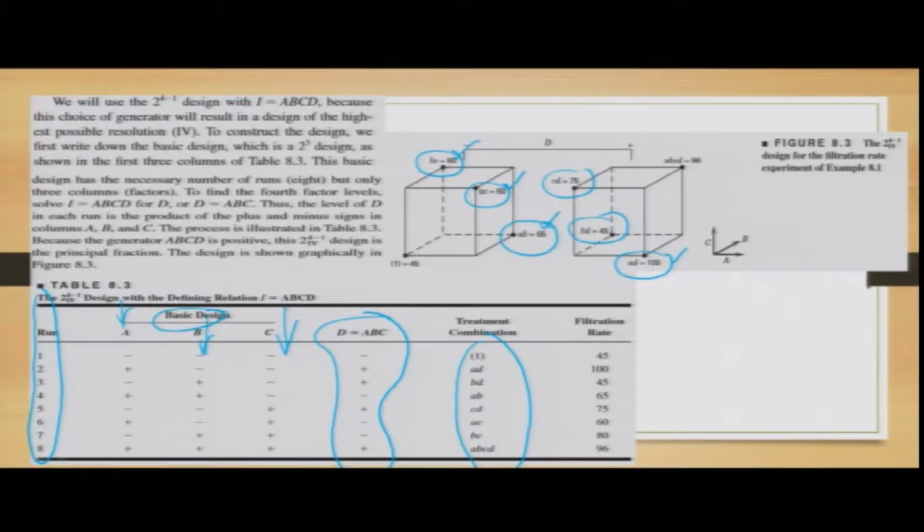If you go to run number 6, this is plus for A and plus for C. So, it will be a combination of AC and so on and so forth, and the filtration rates, as you note down, are given in the last column, which is just a replica of what we have done from the initial table.